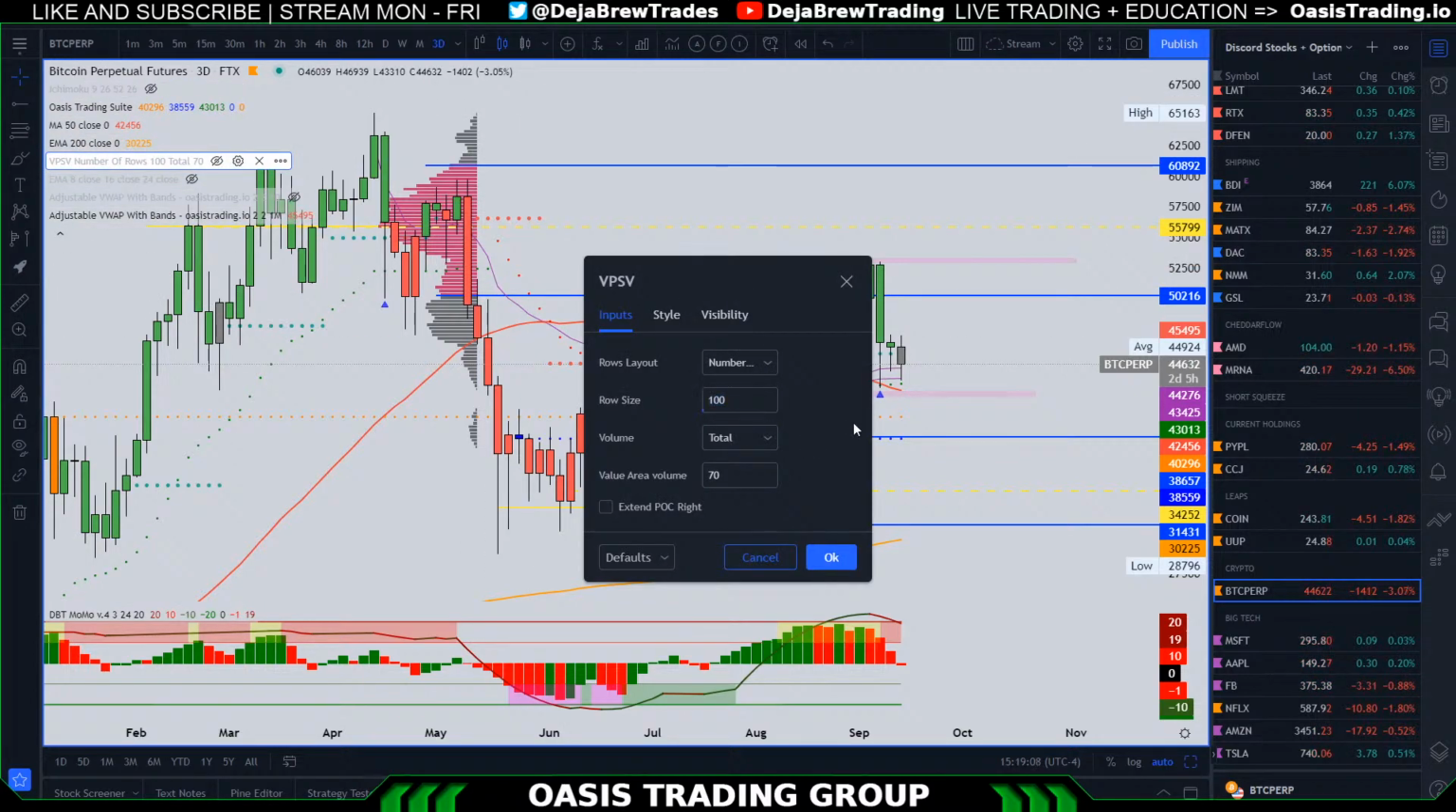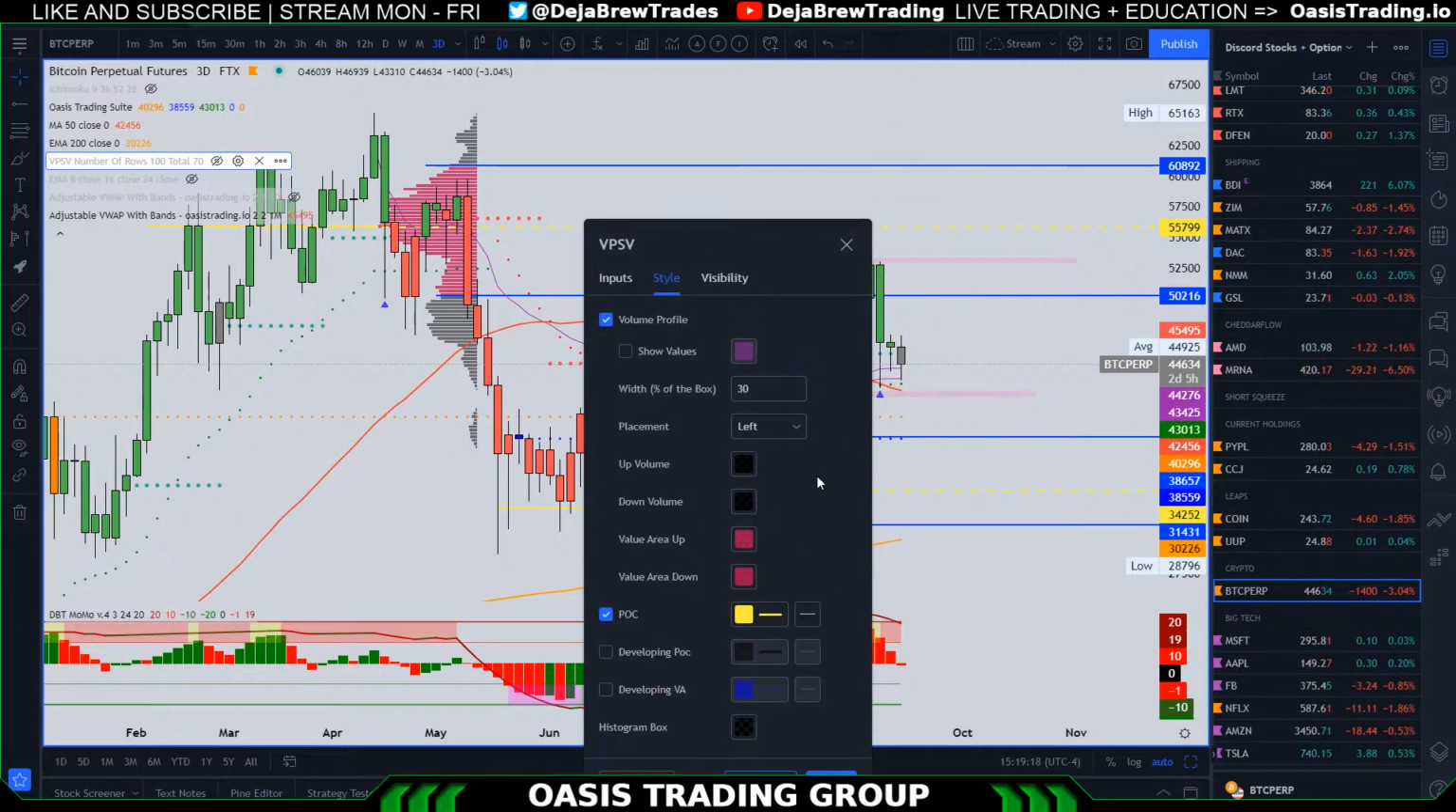So I use row size 100. I use number of rows, total volume, and then 70 for my value area. And then my style is just, it's all preference. It's all just colors, right? Whatever looks good on your chart. But this is what I use: black, black, pink, pink. And then I only show the POC.